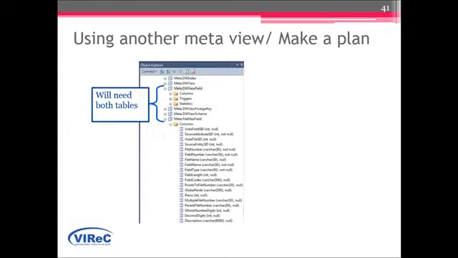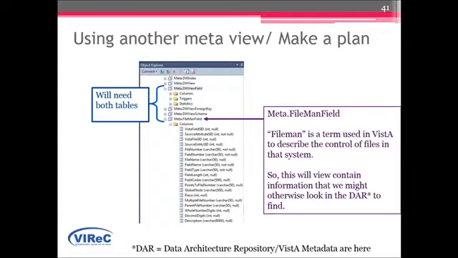So in order to write a query to do this, we're going to need to use two of the Meta Views to help us. We'll use meta.dw view field, the one we've been using through most of the talk, but we'll also use meta fileman field. This meta fileman field is using this phrase fileman, which is a term indigenous to VistA, and in my layman's terms, basically describes something to do with the control of the files in the VistA system.